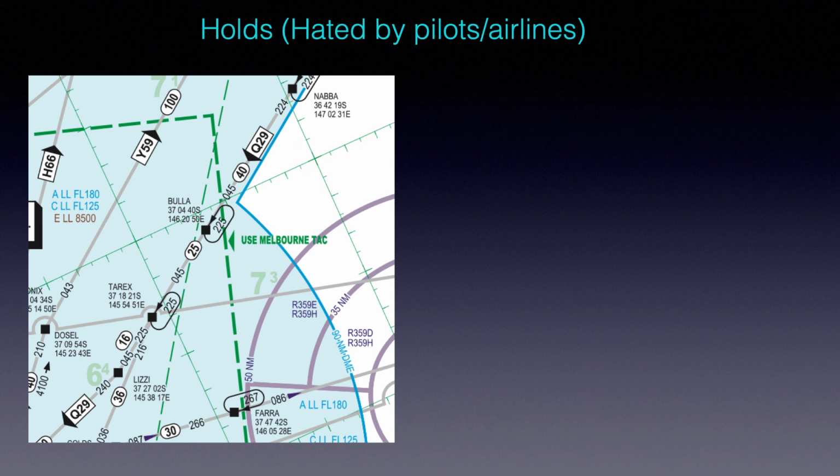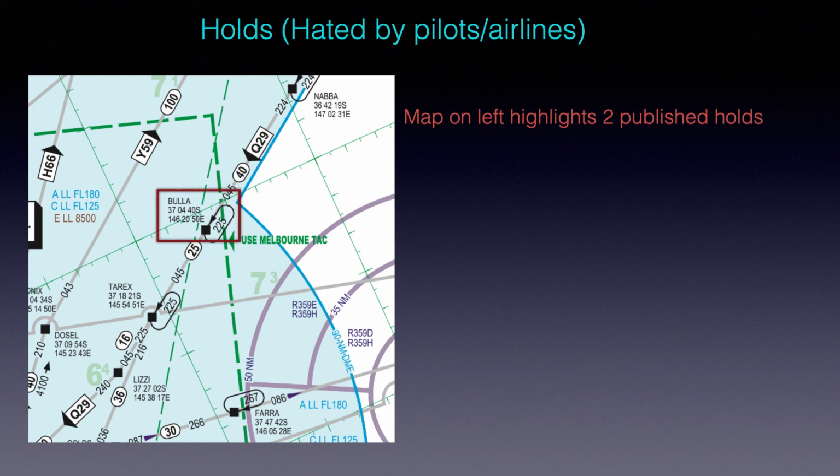So now, what I've tried to illustrate here is two published holds. And as you can see, there's that one there called Buller, and there's that one there called Tarex. And there's actually another one right up the top of the chart, Nabba, but I'll highlight two of them.